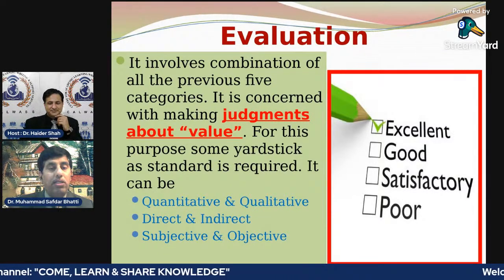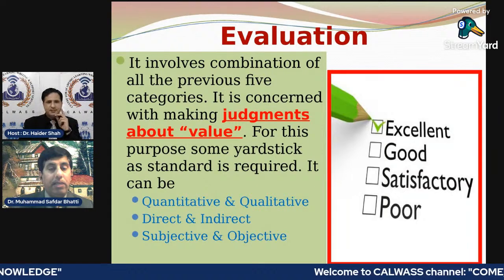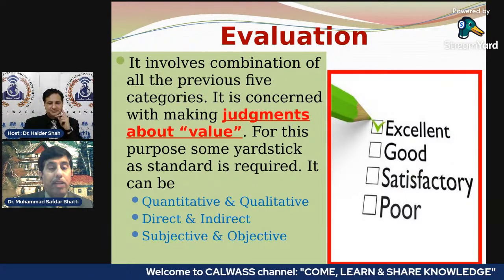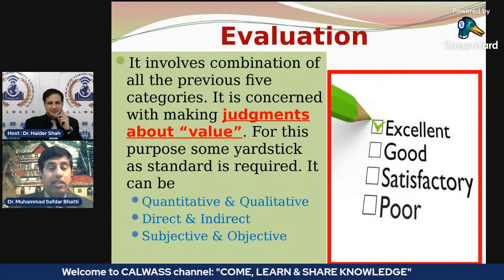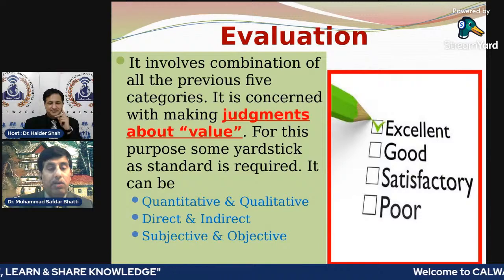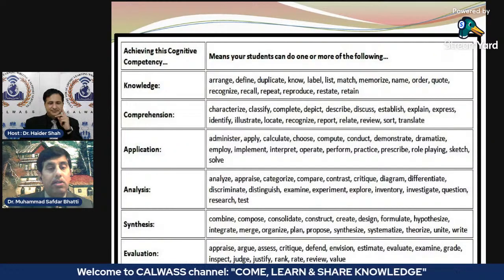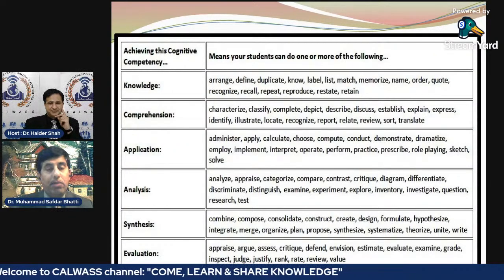Evaluation involves a combination of all the previous five categories which I have recently mentioned. It is concerned with making judgments about value, whether it is excellent, good, satisfactory, or poor. For this purpose, a yardstick as a standard is required. It can be quantitative or qualitative, direct or indirect, subjective or objective. So these are some points which come under that.